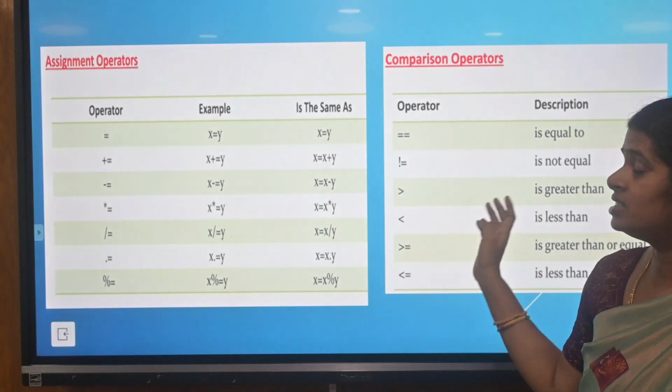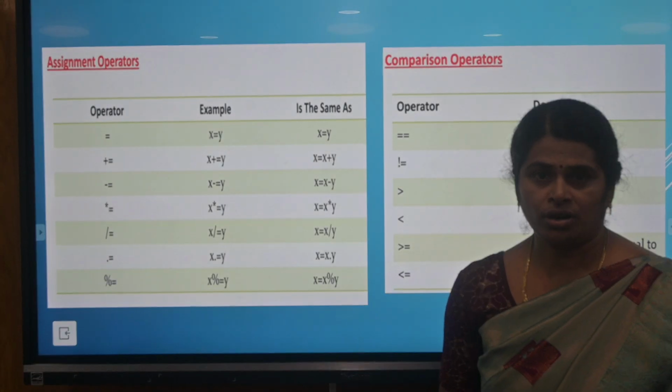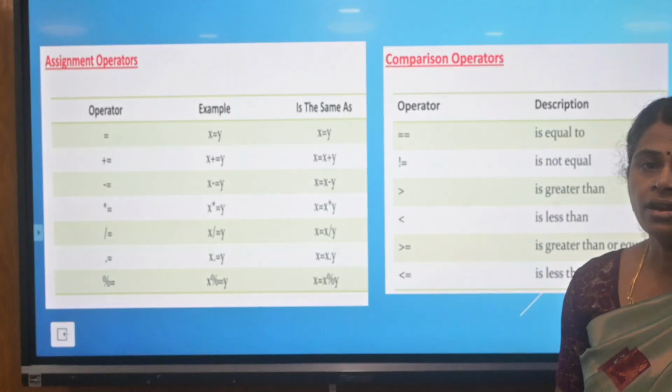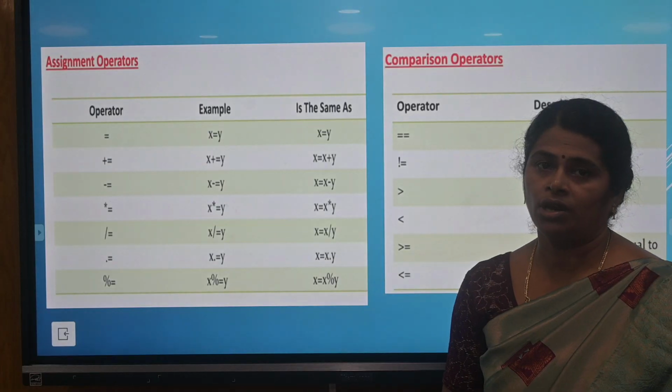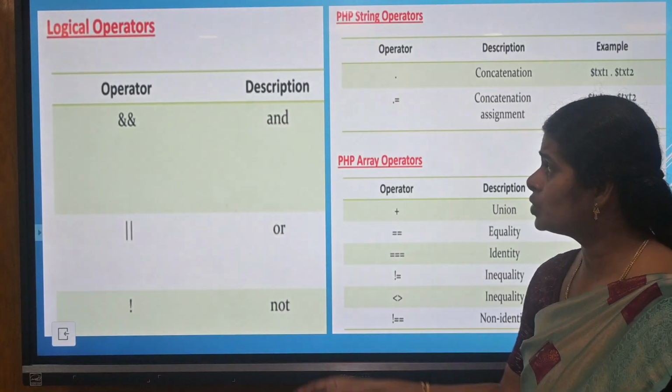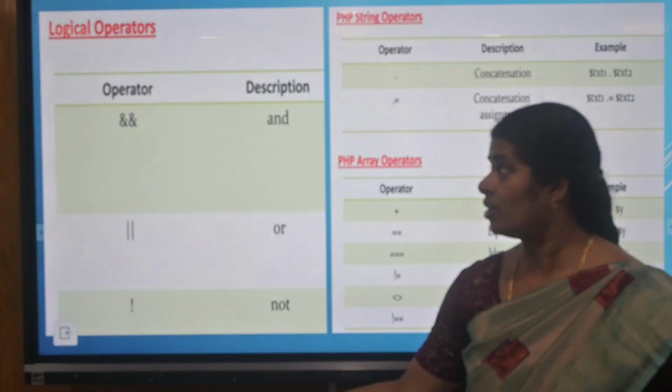The next one is the comparison operator. The comparison operator is used to compare two or more values: greater than, less than, greater than or equal to, less than or equal to, not equal to. These are all the comparison operators. Next one is logical operators: and, or, not.